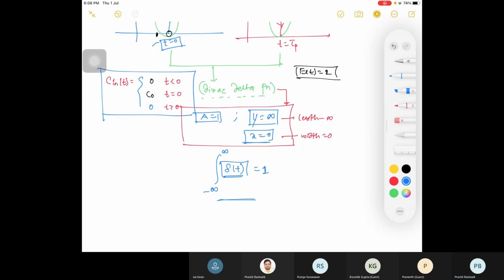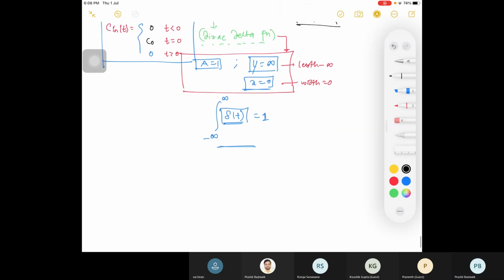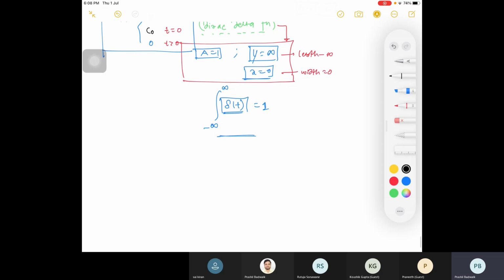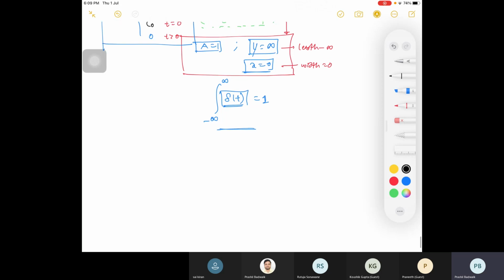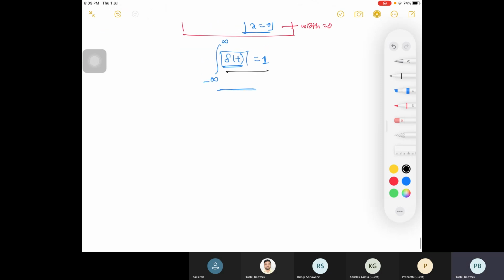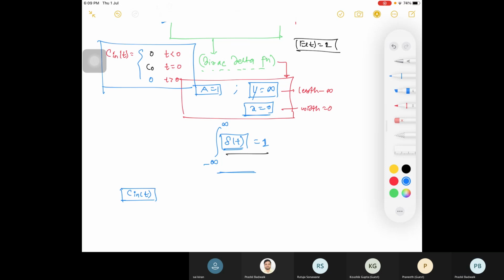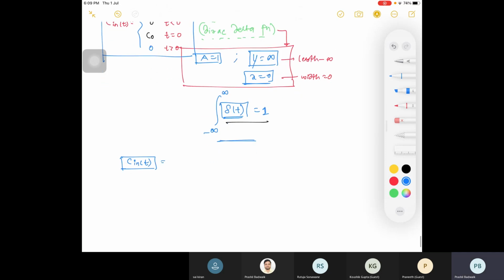Okay, then I can write here C in as C naught into del of t, that is your Dirac delta function. So the area under the curve is 1, and you will have the value C naught at the inlet. So I'll write C in at any time t. You can derive it as this, but I can write here C naught into del of t. That is your Dirac delta function.